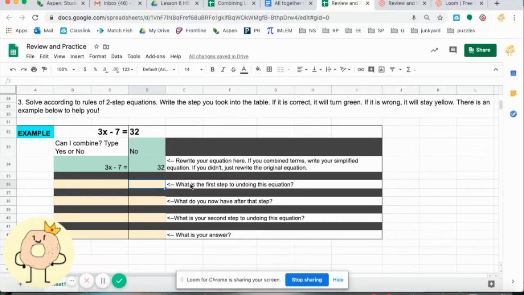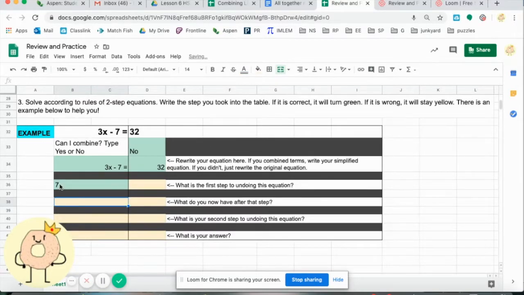What is the first step to undoing this equation? I know the first thing that I want to get rid of over here is my lonely number, which is the minus 7. How do I get rid of a minus 7? I add it, right? Plus 7. It looks kind of weird because of the way Google Sheets works, but if you hit plus and 7, it's going to come up as just 7. The plus sign won't be included, but you'll still be good. So if you have a problem where you have to add, it's okay if the plus sign doesn't show up. It just matters that it turned green. And I know that what I do to one side, I have to do to the other. But plus 7 over there, good.